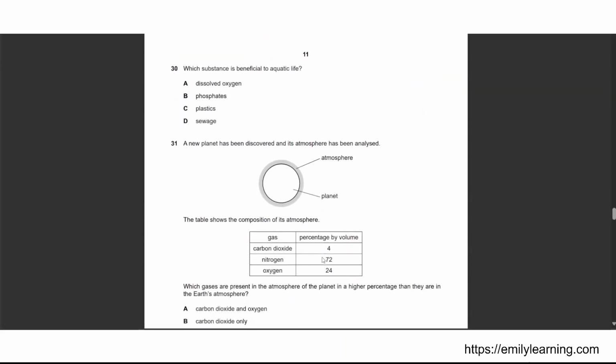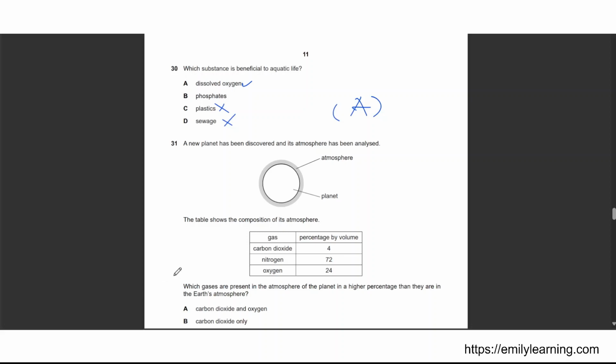Question 30, which substance is beneficial to aquatic life? Aquatic life needs dissolved oxygen to breathe. So A, phosphates are needed for plant growth. Okay. Plastics is bad. Sewage, we also know, is bad for aquatic life. It pollutes the water and makes it difficult for the plants and animals inside the water to survive.